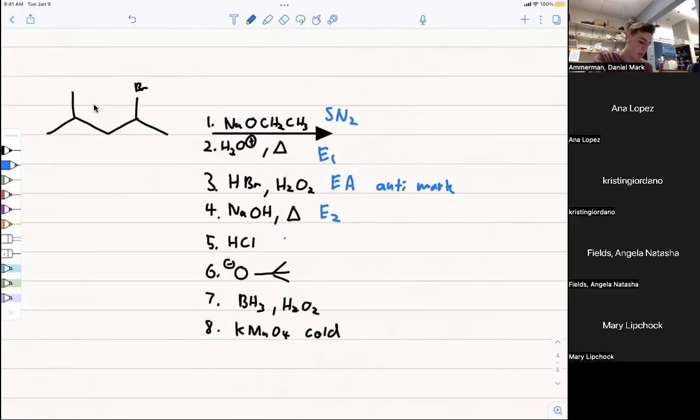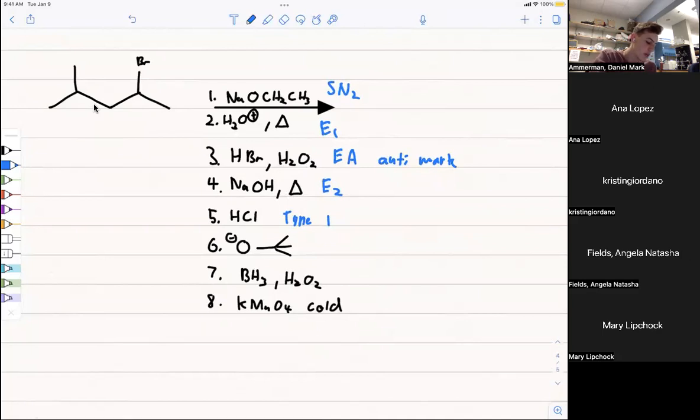This one will be type 1 because it is just HCl, type 1. This one will be E2 as well because we have a strong anion and it's a bulky base. So it's going to produce the less substituted one. BH3 H2O2 is going to be, that'll make a double bond into an anti-Markovnikov alcohol. So alcohol, anti-Mark.